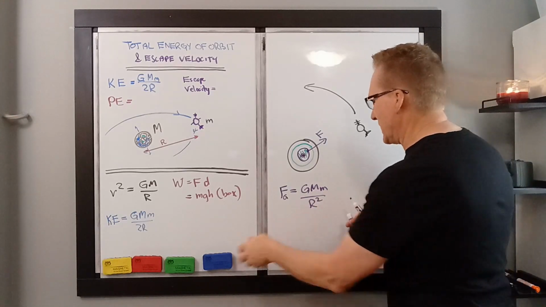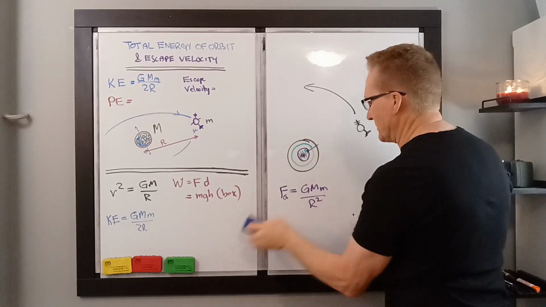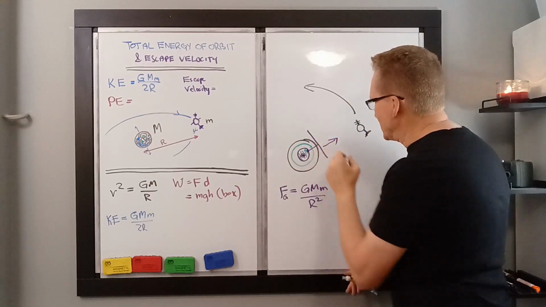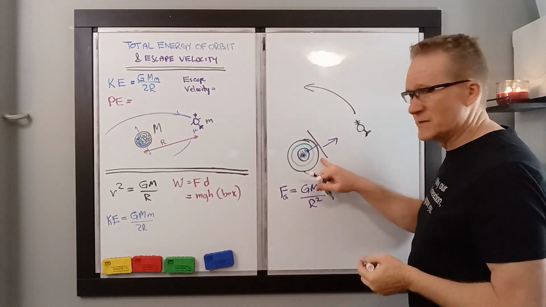Well, let's say you started instead on the surface of the Earth right here. Let's say we started right here. We're going to start as this. You're still going to have to, as you move the satellite outward, call this your zero energy.